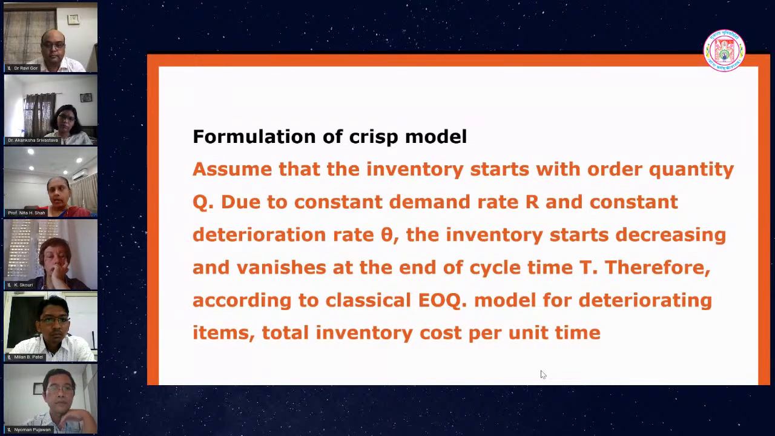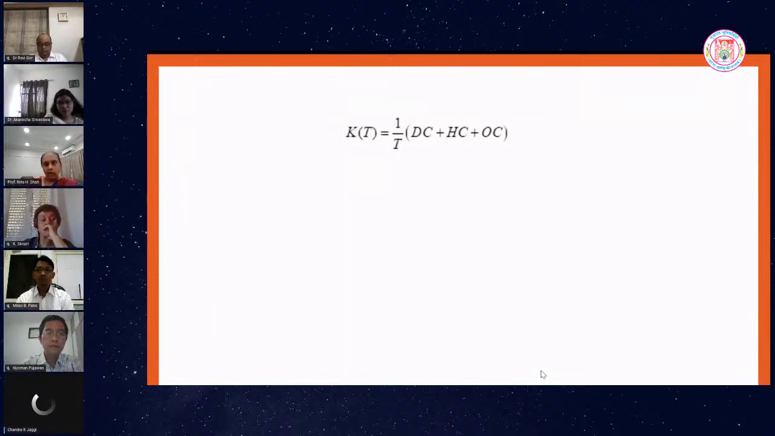Assume that the inventory starts with order quantity Q. Due to constant demand rate R and constant deterioration rate theta, the inventory starts decreasing and vanishes at the end of cycle time T. Therefore, according to the classical EOQ model for deteriorating items, the total inventory cost per unit time is this. Here, the first component is deteriorating cost and it is given by this formula. Then we have holding cost and we have ordering cost.